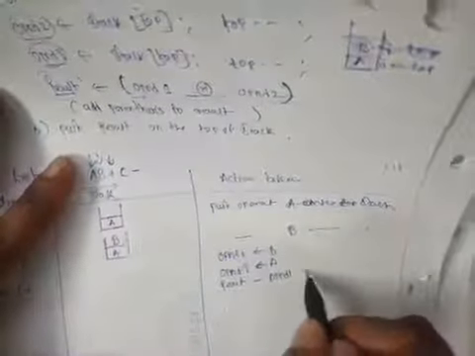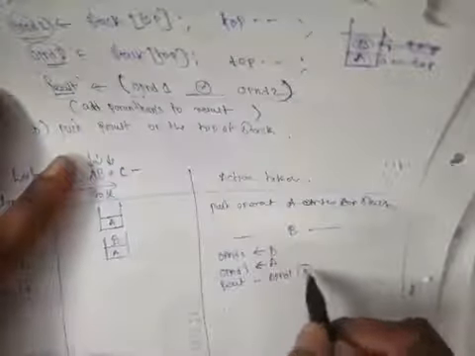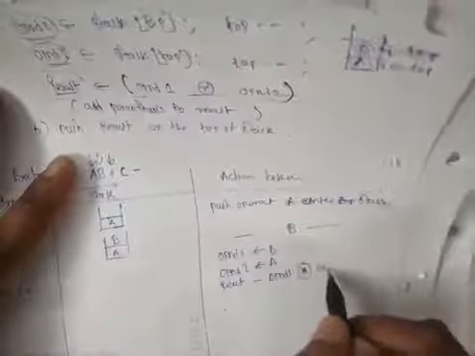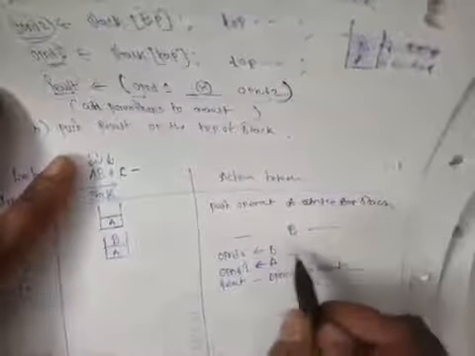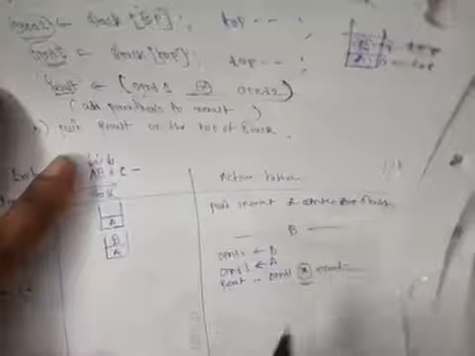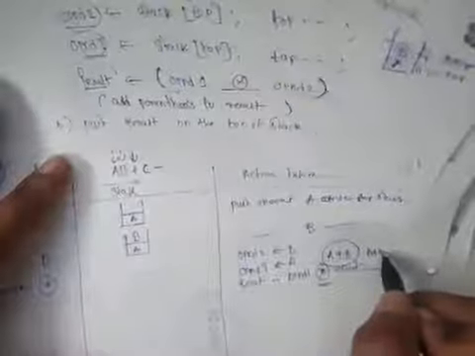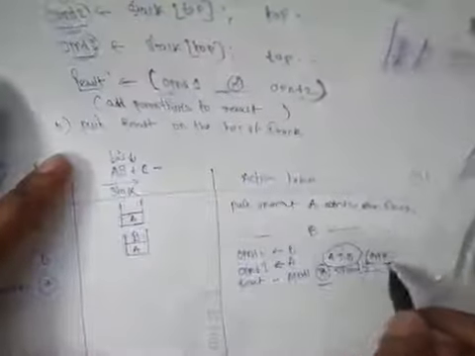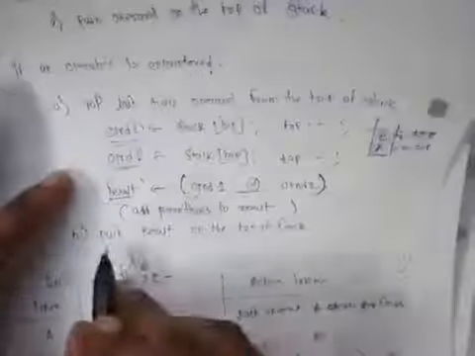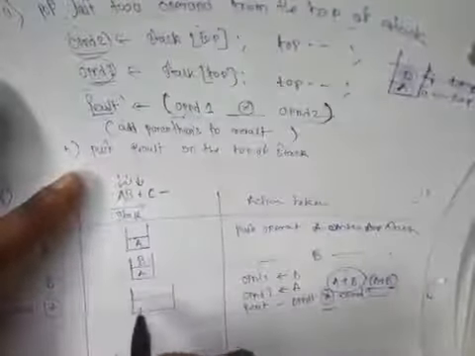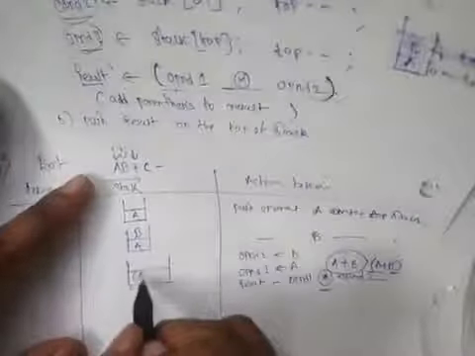Then in the result, we put operand 1, then the operator, the symbol of the operator, in between operand 1 and operand 2. So what we get finally is A plus B. After performing this operation, we put parentheses around this complete result, and the next step is to push the result on the top of the stack. Whatever result comes from this operation, we push on the top of the stack.